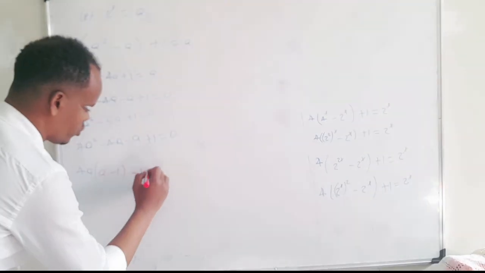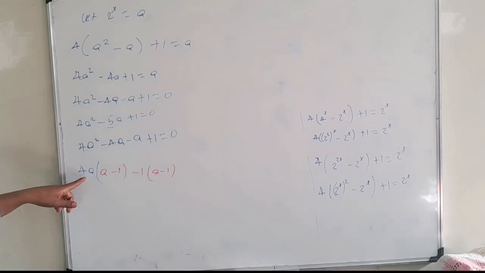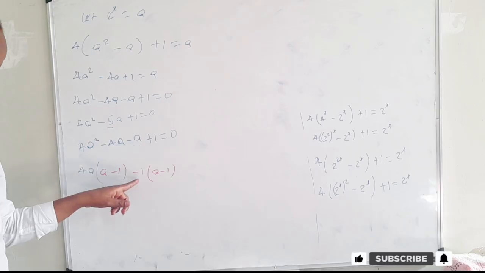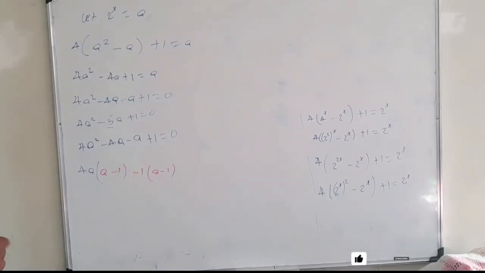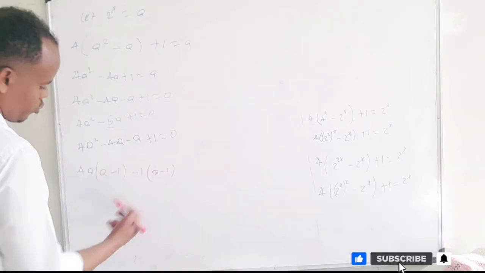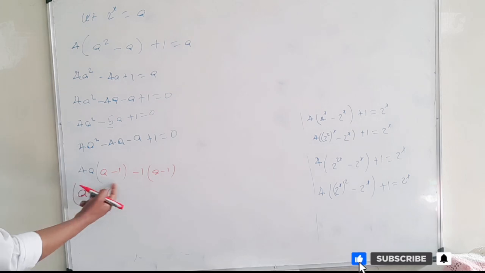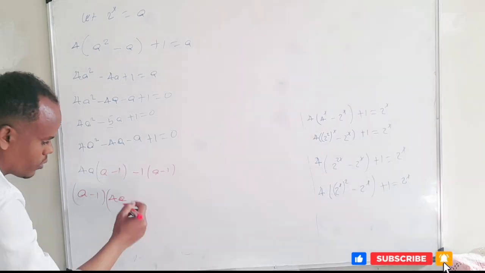That is 4a times a is 4a square, 4a times minus 1 is minus 4a. Minus 1 times a is minus a, and minus 1 times minus 1 is 1. Then a minus 1 is the common factor. So that is 4a times (a minus 1) minus 1 times (a minus 1).